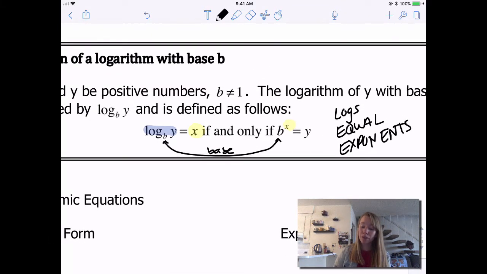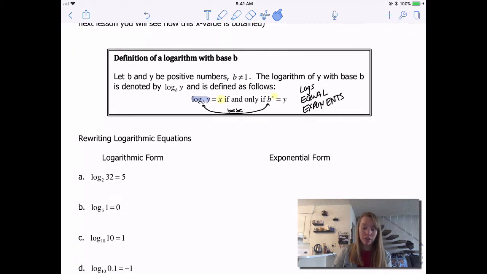So the first thing that we're going to do is just rewrite a whole bunch of logs and exponentials so we can see that they're really just a way to rewrite one another. It's like you're translating from one language into another. So I've got all of these logarithmic functions, and I want to translate into my exponential form. Keeping in mind this, log base b of y equals x if and only if b to the x equals y.